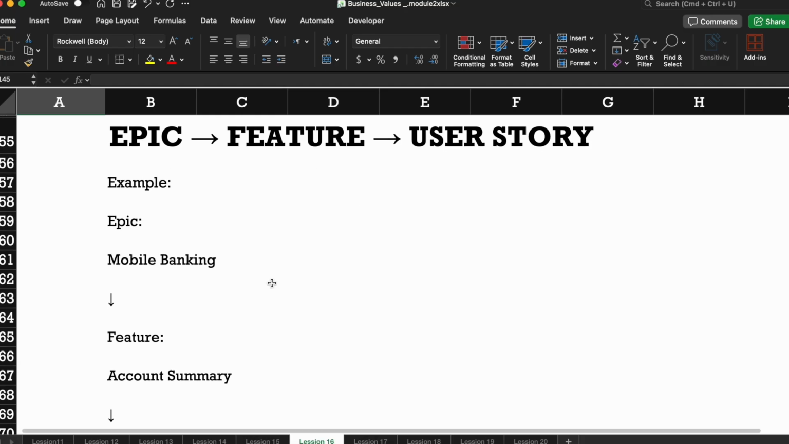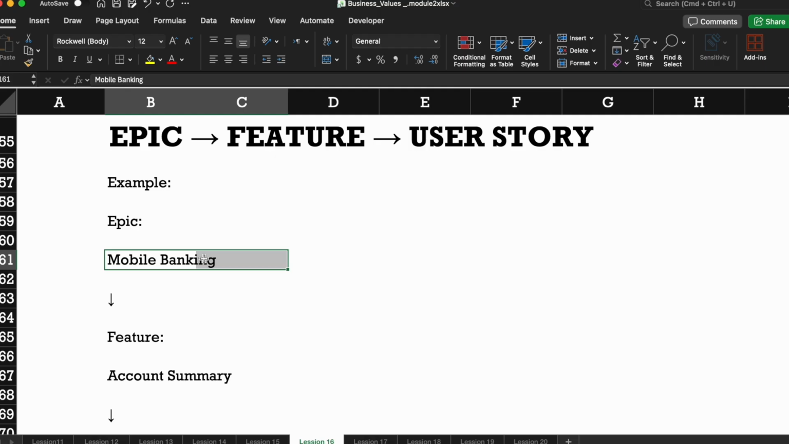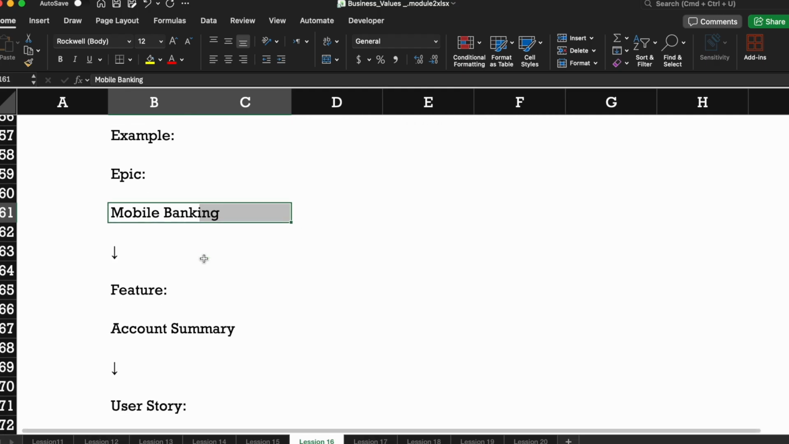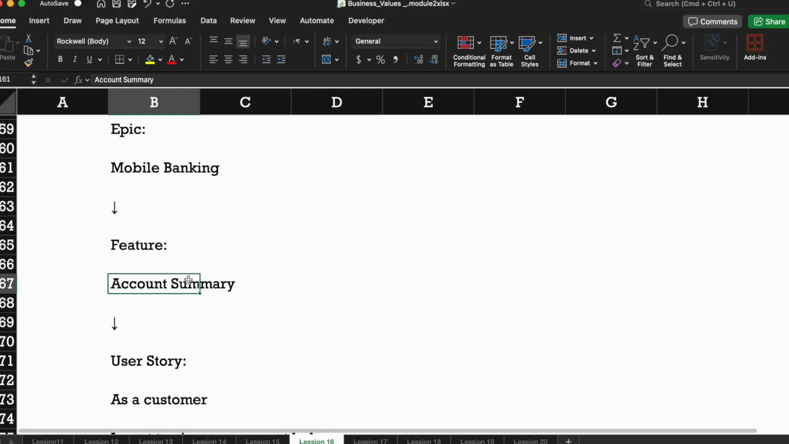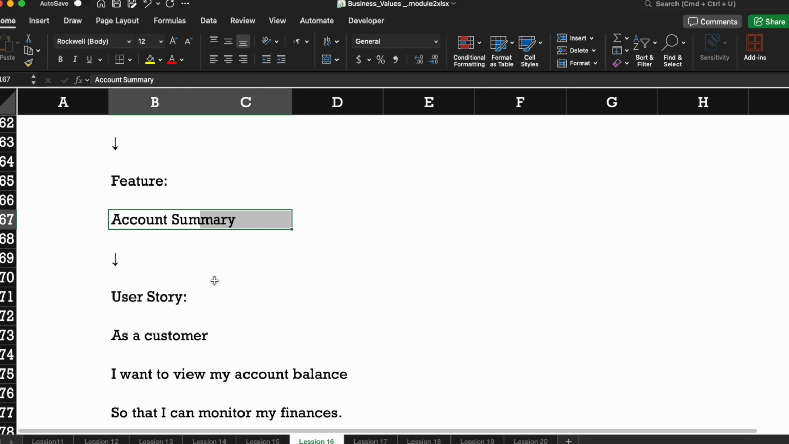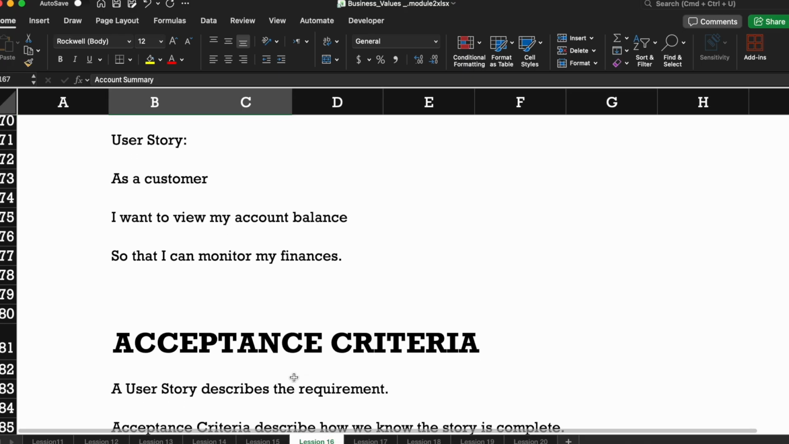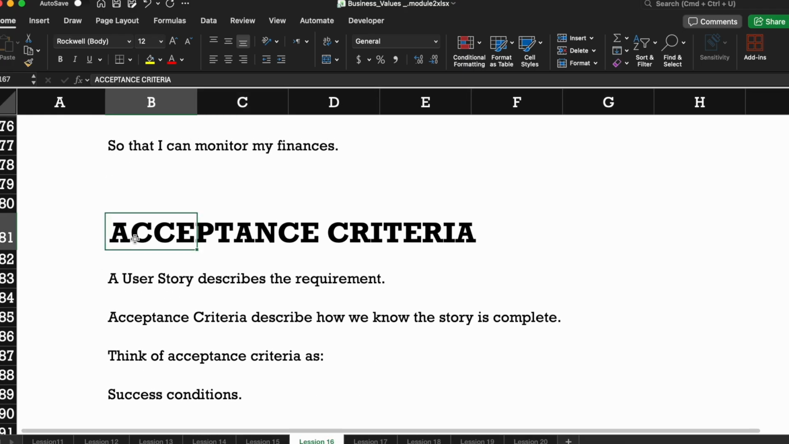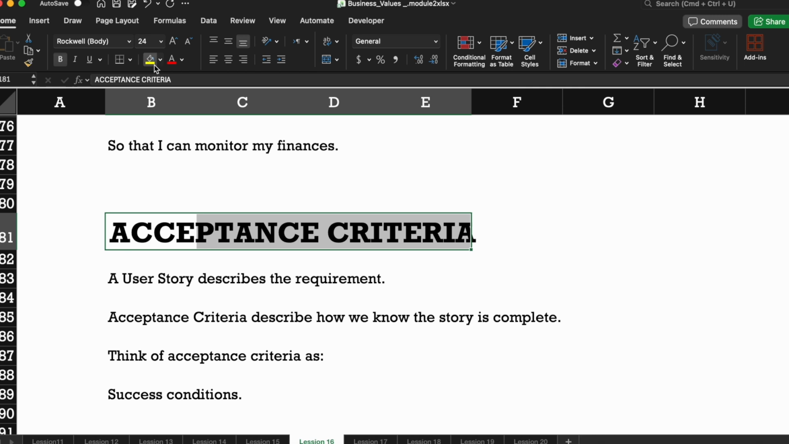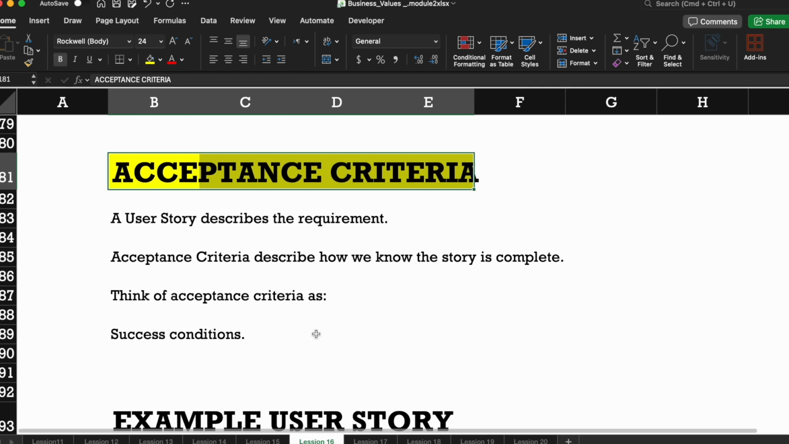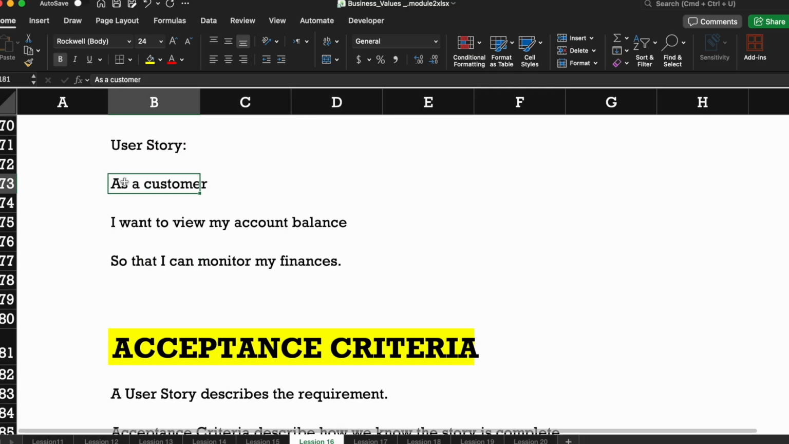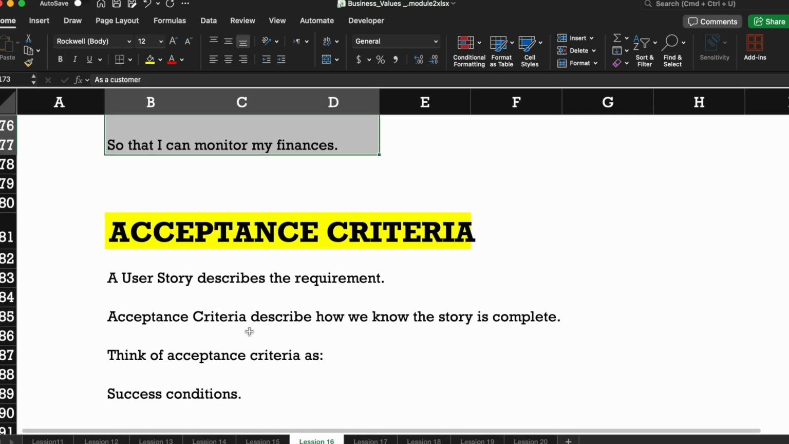Epic, feature, user story. Let's understand again. The epic is mobile banking, like a big bag of candy. Feature: account summary, so let's say this is a lollipop. And user story: as a customer, I want to view my account balance so that I can monitor my finances. Acceptance criteria, this is a new concept for you. Let's discuss this one too. A user story describes the requirement. Acceptance criteria describe how we know the story is completed. So the developer will build this one, but the tester has to verify it.